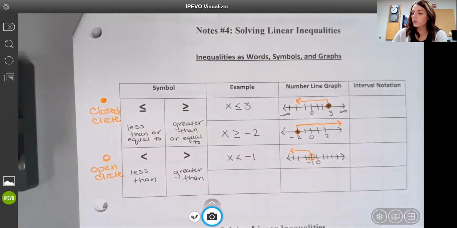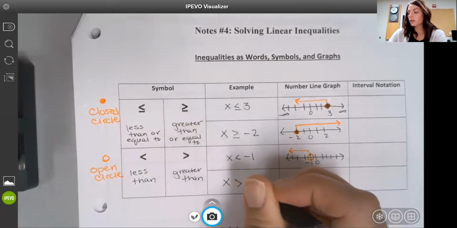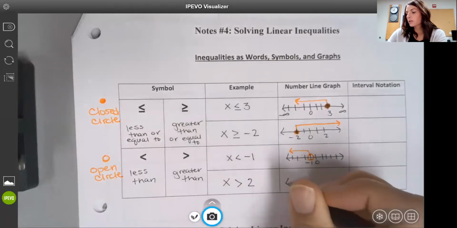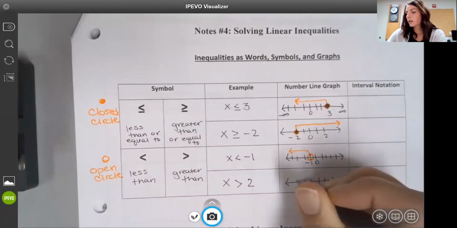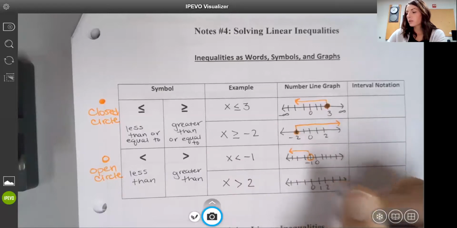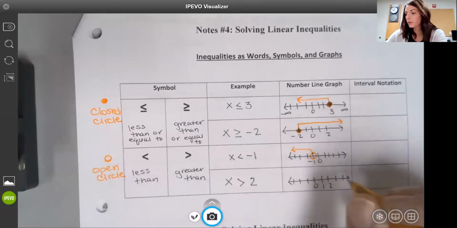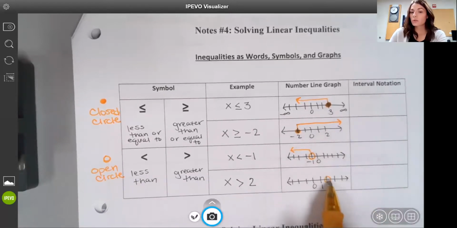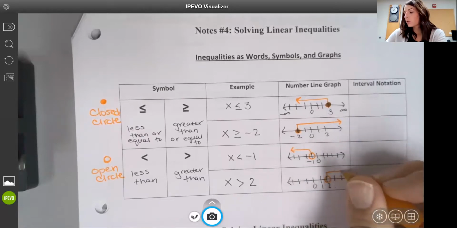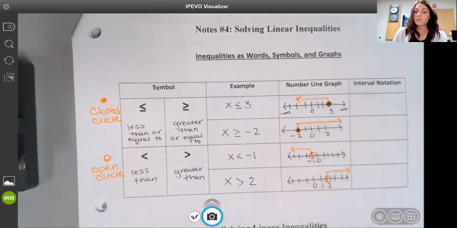I could also have x is, let's just say, greater than 2. So on my number line, 1, 2, greater than 2, but not including 2. So I'm going to use an open circle at 2, meaning that's not a solution here, but any value greater than 2 over here would be a solution.